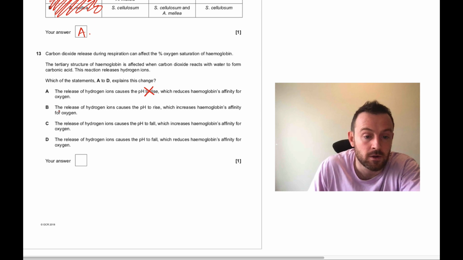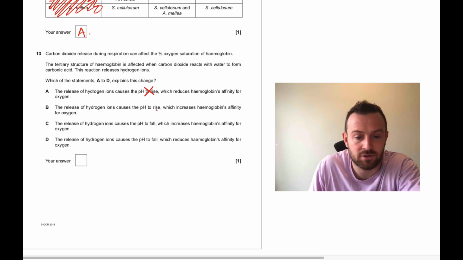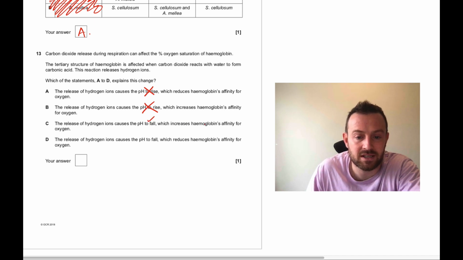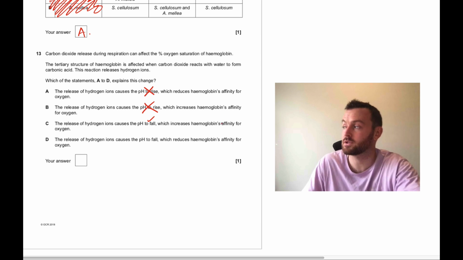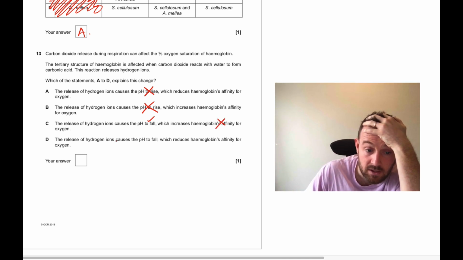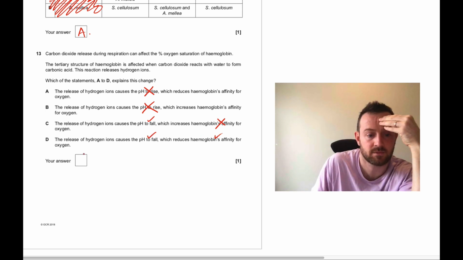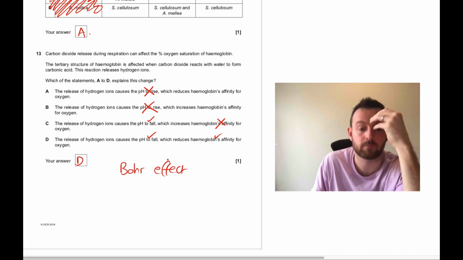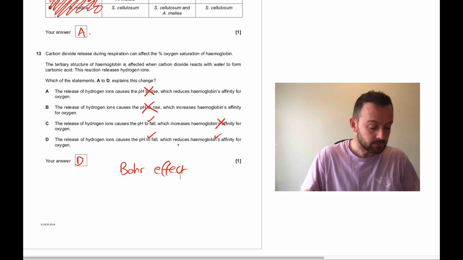So that's wrong. The release of hydrogen ions causes the pH to rise. Again, that's wrong. The release of hydrogen ions causes the pH to fall. Correct. Which increases hemoglobin's affinity for oxygen. No. So when we have hydrogen ions, it decreases the affinity. So this is wrong. So this last one's going to be right. pH to fall, which reduces the affinity. Yes. So the answer is D. This whole thing is called the Bohr effect, or the Bohr shift. This kind of principle. All right, moving on.